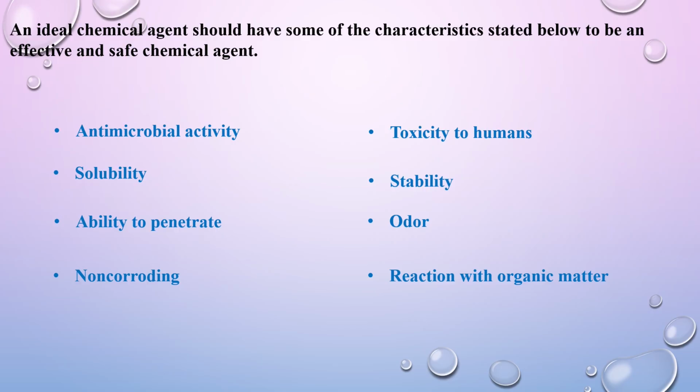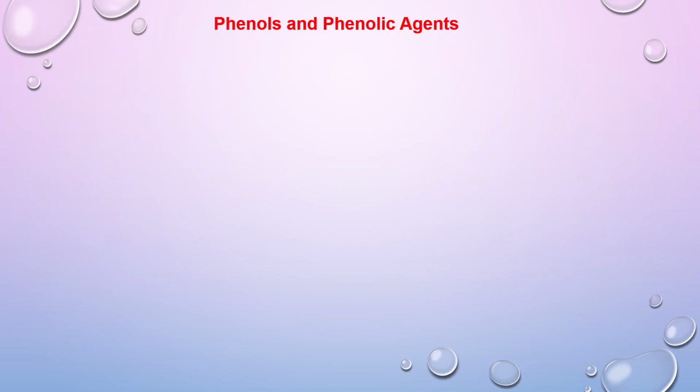The important chemical antimicrobial agents used as disinfectants or antiseptics are phenols, alcohols, halogens, surfactants, heavy metals, and gaseous agents. Let us first talk about phenols and phenolic agents.